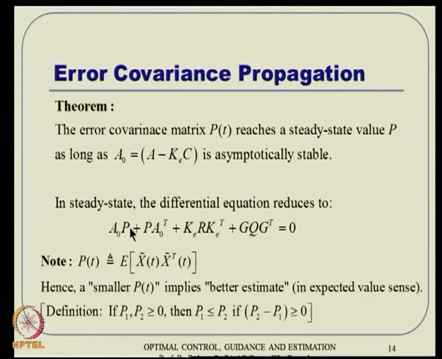All right. So, in steady state the differential equation reduces to something like this. Then you have to note a comment here that p of t by definition is something like this, and hence a smaller p of t implies a better estimate basically. The error covariance matrix is smaller, the estimate is better basically.